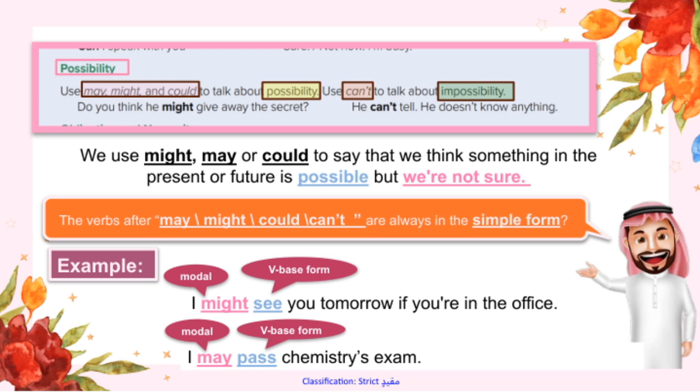The key point here is that when we use these modal verbs, may, might, or could, the verb that follows is always in the simple base form. This is an important rule to remember because it helps us construct correct sentences when talking about possibilities in the present or future. So to sum up, after may, might, or could, the verb is always in the simple form, not conjugated in any tense. This structure keeps our expressions clear and grammatically correct when indicating uncertainty or possibility.